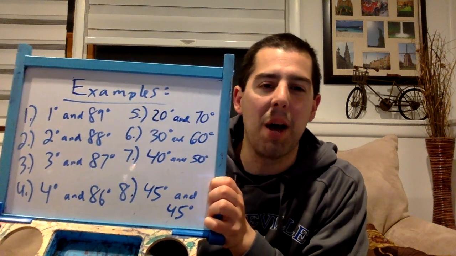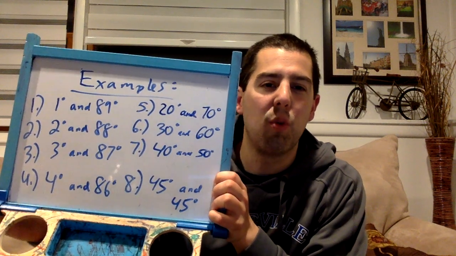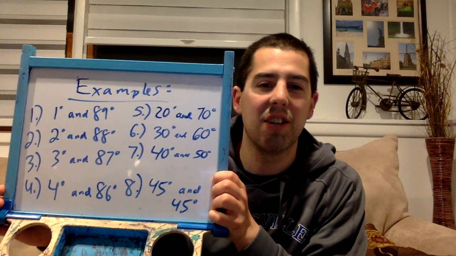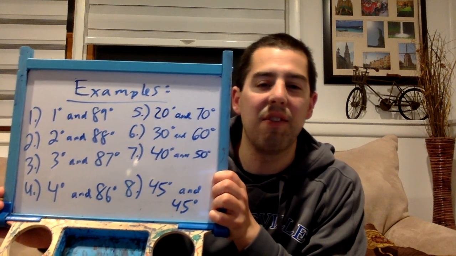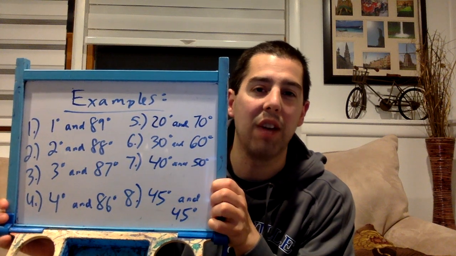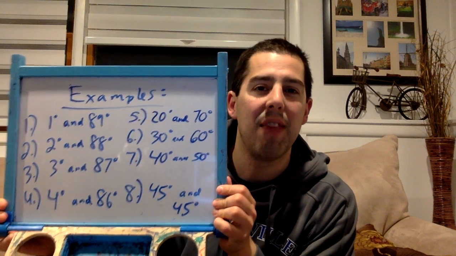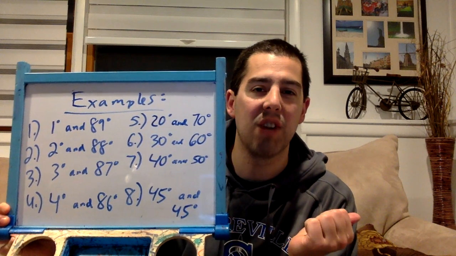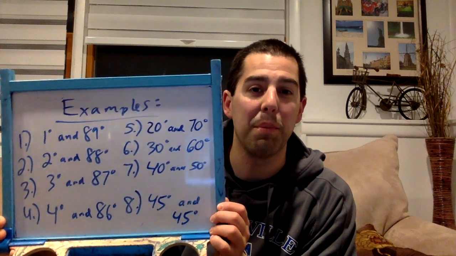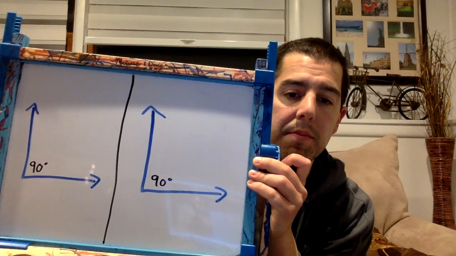You'll see some more common examples on the right side. 20 degrees and 70 degrees, 30 degrees and 60 degrees, 40 degrees and 50 degrees. And if you took a 90-degree angle and split it in half, I'm going to show a visual of that in a second, you would make a 45-degree angle and a 45-degree angle, because if they're complementary angles, they have to add up to 90 degrees.